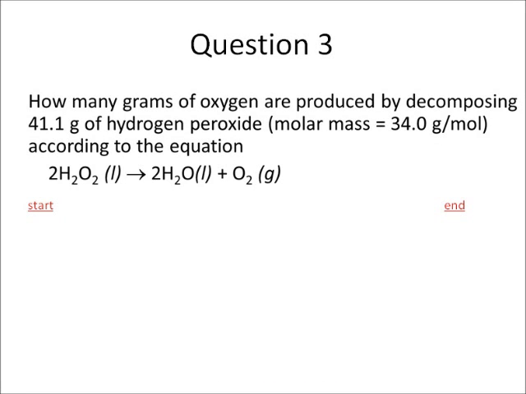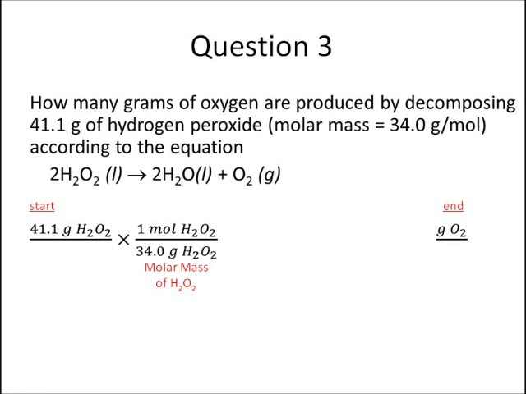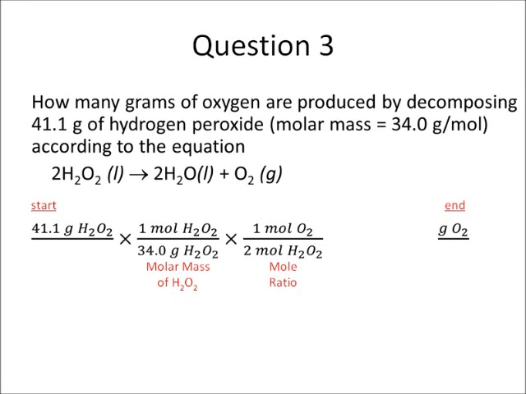If we start with the 41.1 grams of hydrogen peroxide, that's the number given in the problem, and we want to end up in grams of oxygen. Just like any stoichiometry problem, we have to get to moles before we can go from one substance to another. So first we need to use the molar mass of hydrogen peroxide to get to moles. Then we're going to use the mole ratio from the coefficients of the balanced chemical equation.